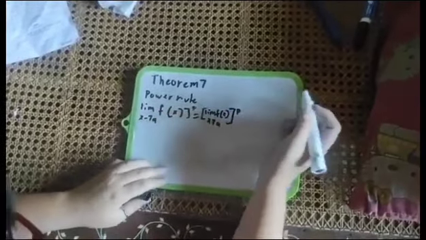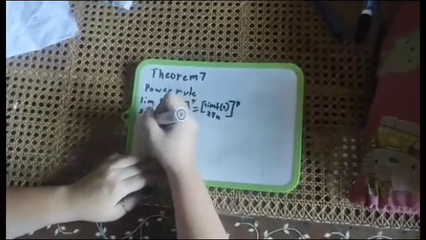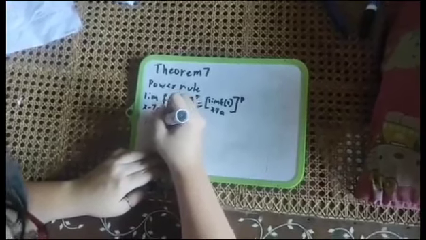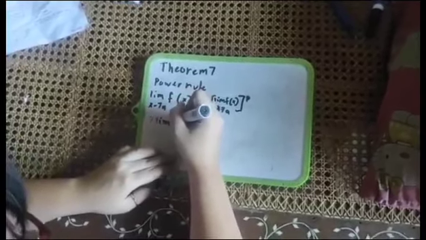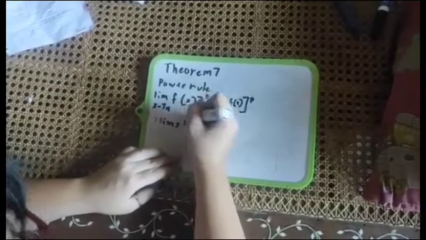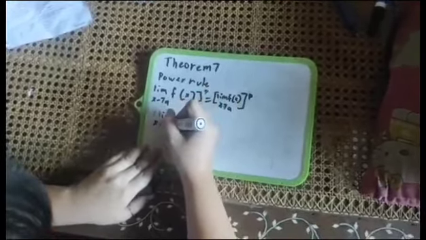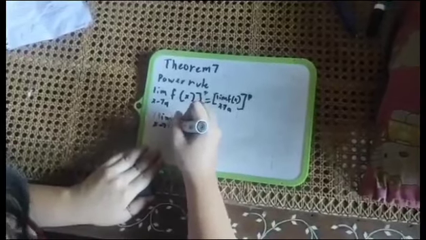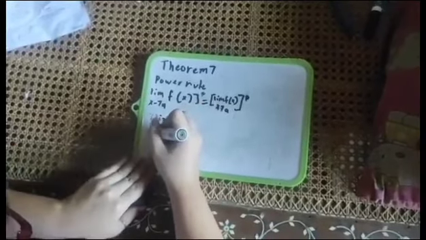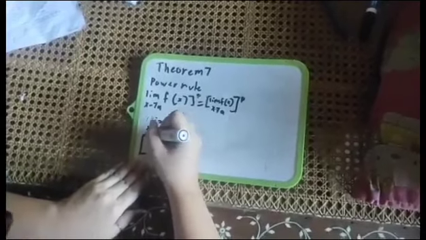So the limit of x as x approaches 2 is just equal to where it approaches, that is 2. So this is equal to 2, and then this is raised to 3. 2 raised to 3 is 2 times 2 is 4, times 2, that is 8. So this is just equal to 8. So when we have a power, we can take it outside.